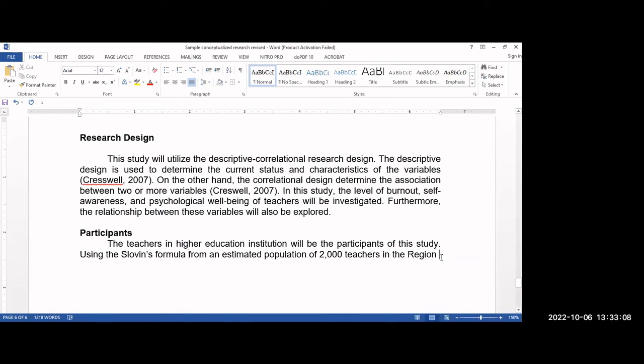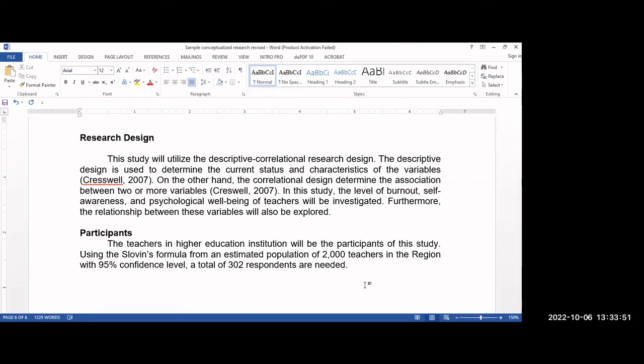Okay, in the region with 95% confidence level, total of 300, kunyari 302. Example lang ito but I'm not computing the Slovin's. Samples are needed. Yan. Respondents are needed. Okay, so that's how to answer.